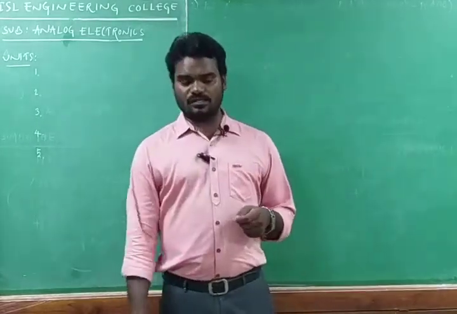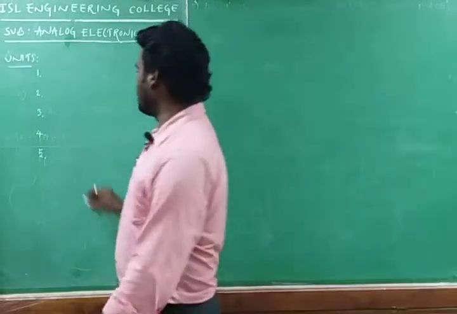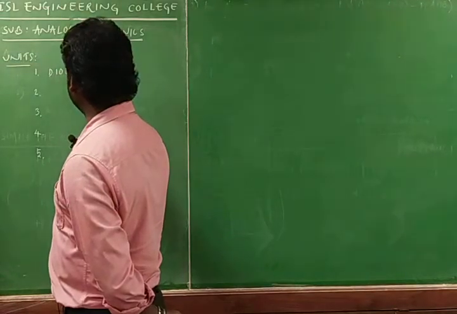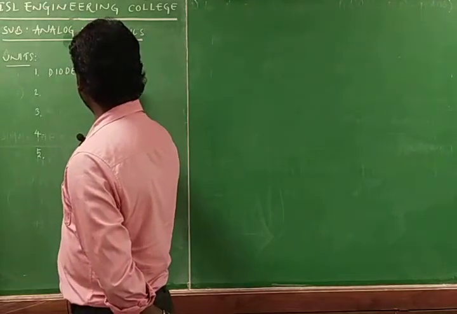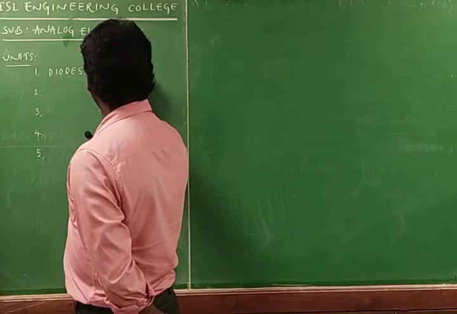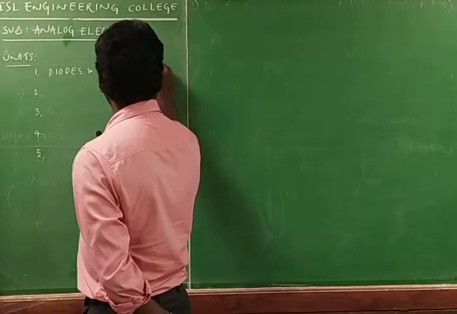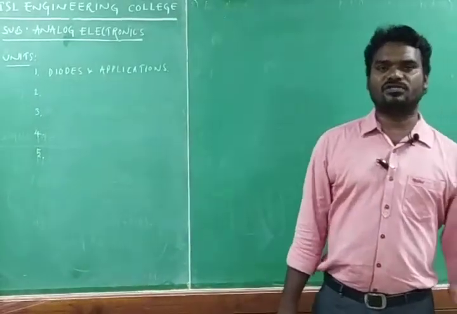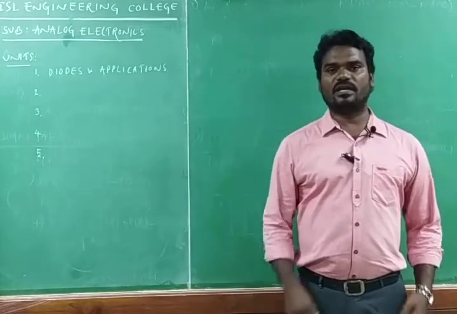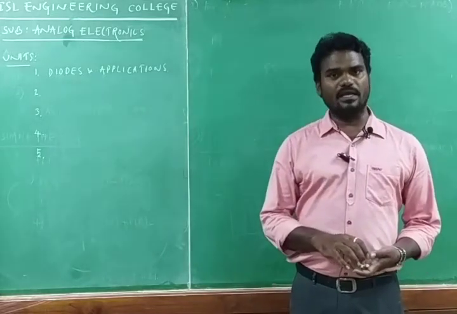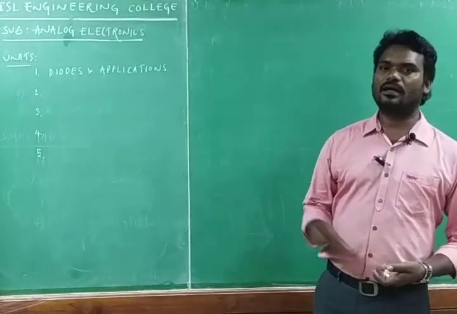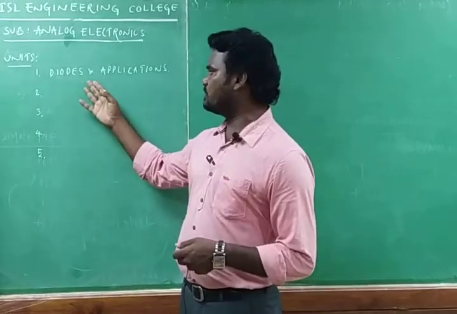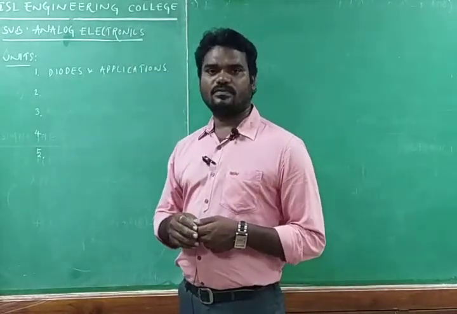The first unit is diodes and their applications. In the intermediate we have studied about diodes: the PN junction diode, the Zener diode, the Schottky barrier diode, LED, LCD. All these are nothing but diodes only. In the first unit we are going to study various types of diodes and their applications.